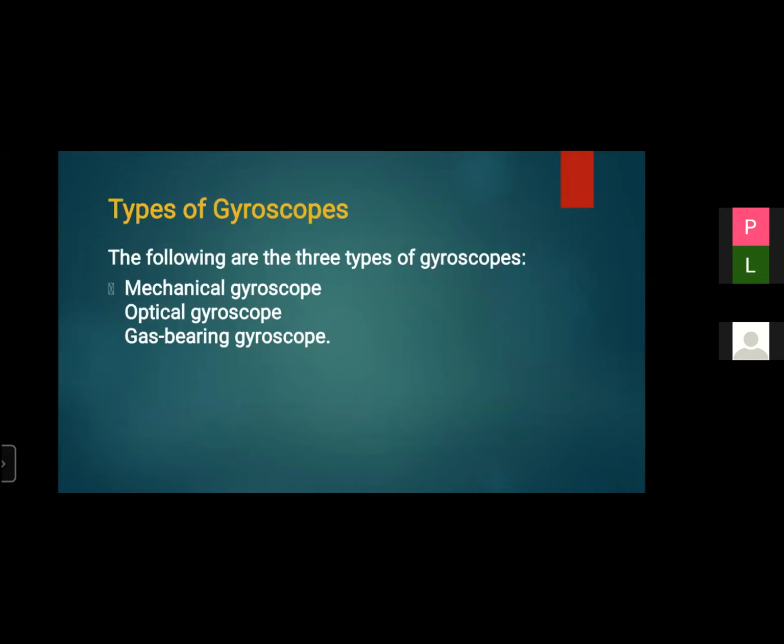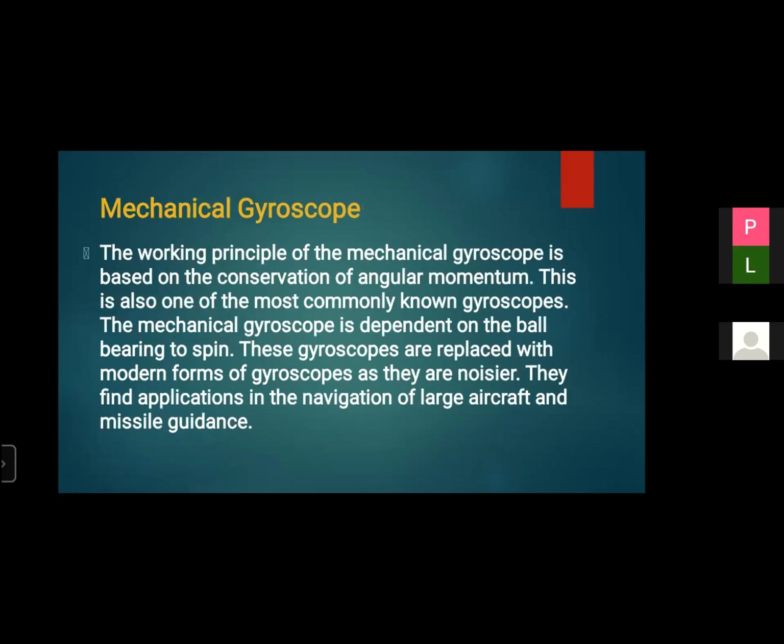There are 3 types of gyroscopes: mechanical gyroscope, optical gyroscope, and gas bearing gyroscope. Now we see the mechanical gyroscope. A mechanical gyroscope essentially consists of a spinning mass that rotates around an axis. If a gyroscope is installed on gimbals, which allow the mass to move freely in the 3 directions of space, its spinning axis will remain oriented in the same direction. These are being replaced with modern forms of gyroscope as they are noisier.